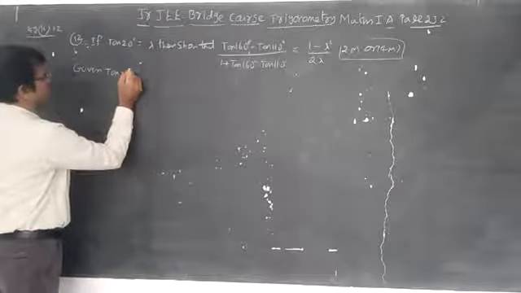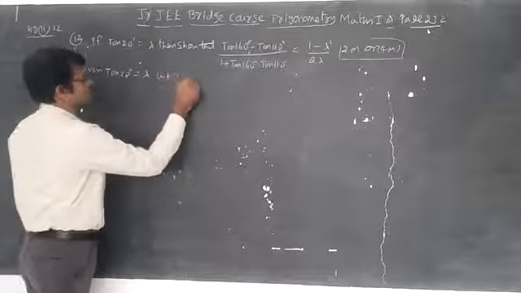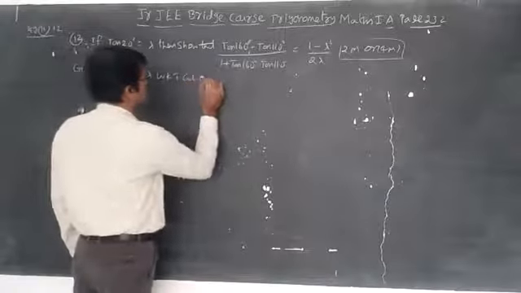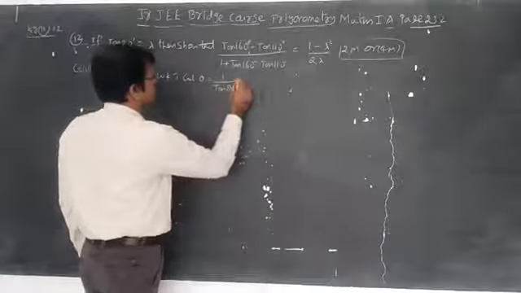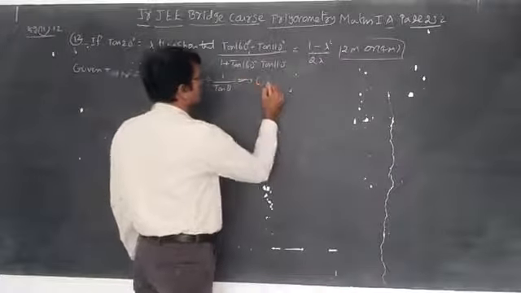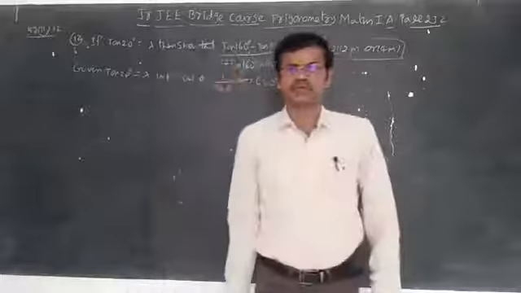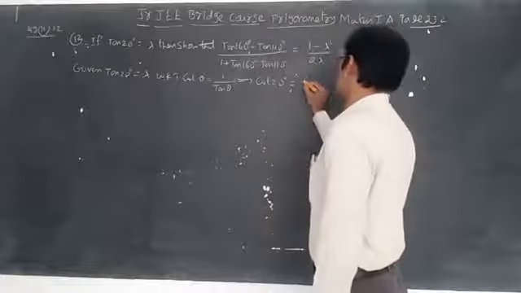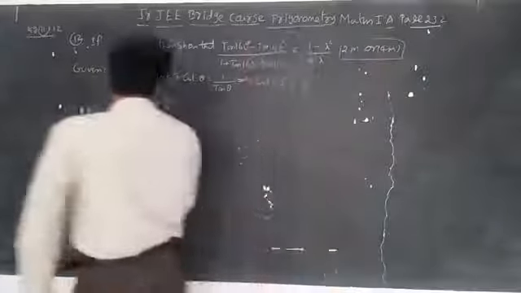Given tan 20 degrees is equal to lambda. We know that cot theta is equal to 1 by tan theta. This is the formula. That implies if we need to write cot 20 degrees, then we can take the reciprocal here, 1 by lambda we can write.